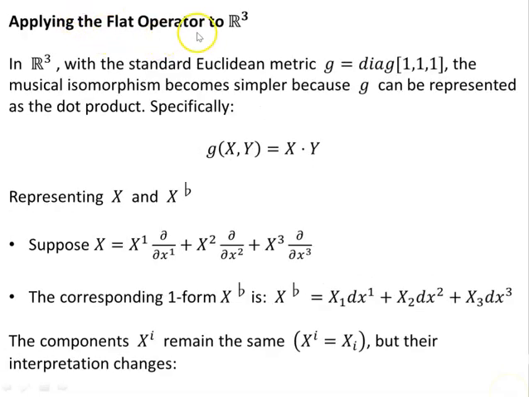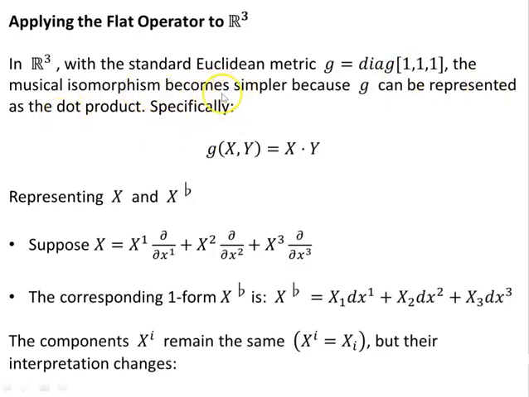All right, so applying the flat operator in R3. We're in Euclidean space. So in R3 with the standard Euclidean metric, G is just the diagonal matrix with 1, 1, 1 on the diagonal and 0 everywhere else. So in the calculations, we're just multiplying, G11 will just be 1. So it doesn't change anything.